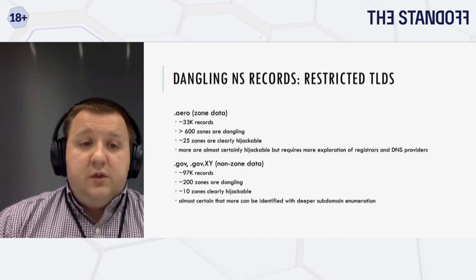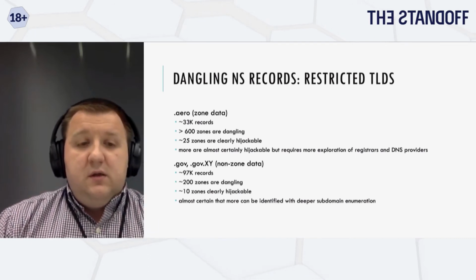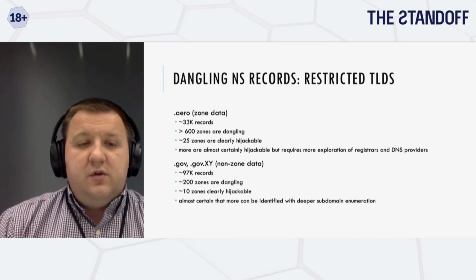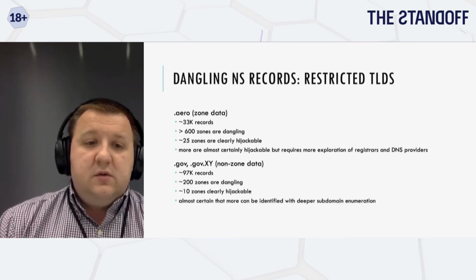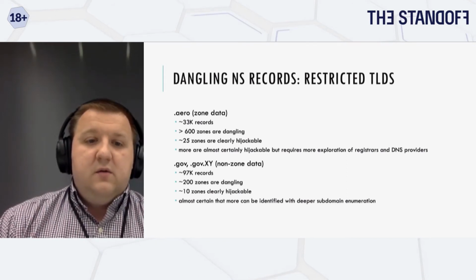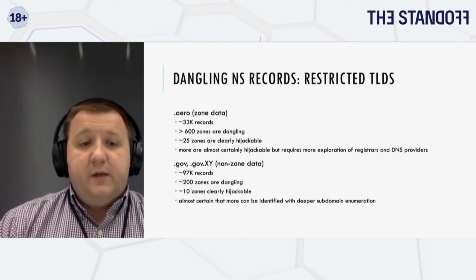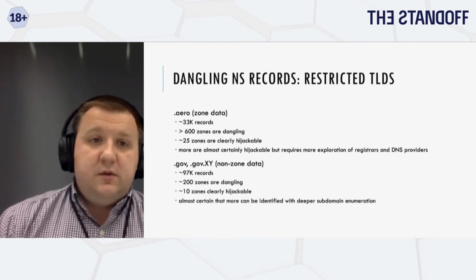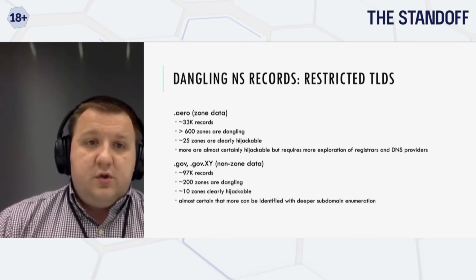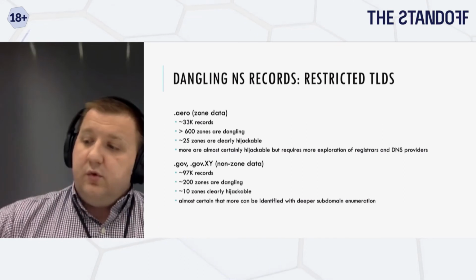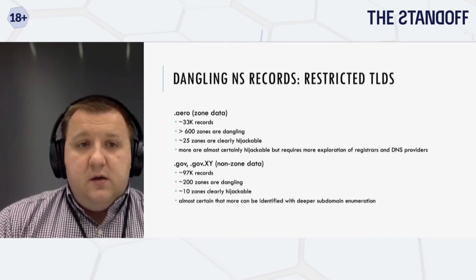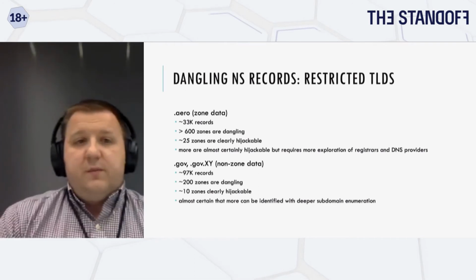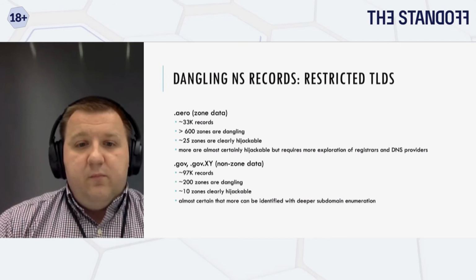So I used, for example, data coming from various online scans. I was able to find roughly 97,000 records. I don't remember how many zones were there, but in any case, roughly 200 zones were dangling, and about 10 were clearly hijackable. I'm absolutely certain that more can be identified if we actually spend more time exploring it.